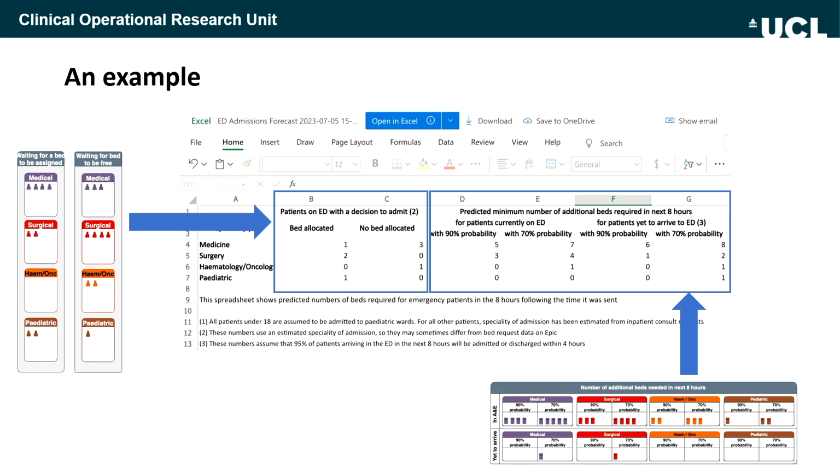And yes, it is a spreadsheet, and yes, we do send it by email. But we're coming, and I'll come back to that, but we're both quantifying patients they already know, the ones they have with decision to admit, that's columns B and C, and then, I hope it's readable somewhat, we're also giving a sense of how many beds to plan for over the 4 different areas of the hospital with a 70% probability and a 90% probability, including separating out patients in the A&E now and those yet to arrive.